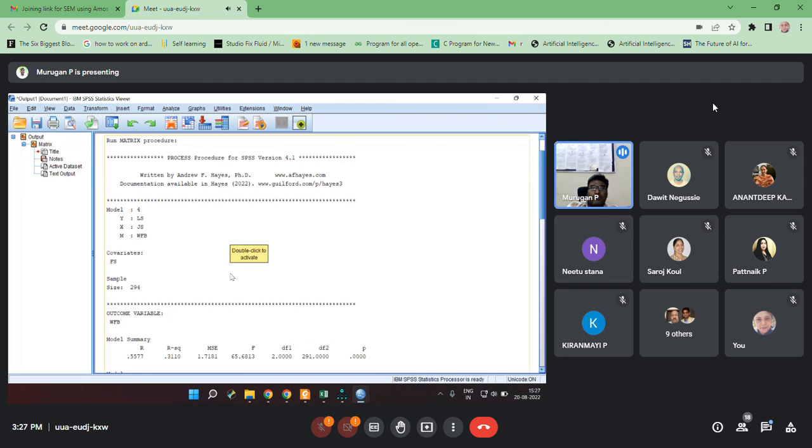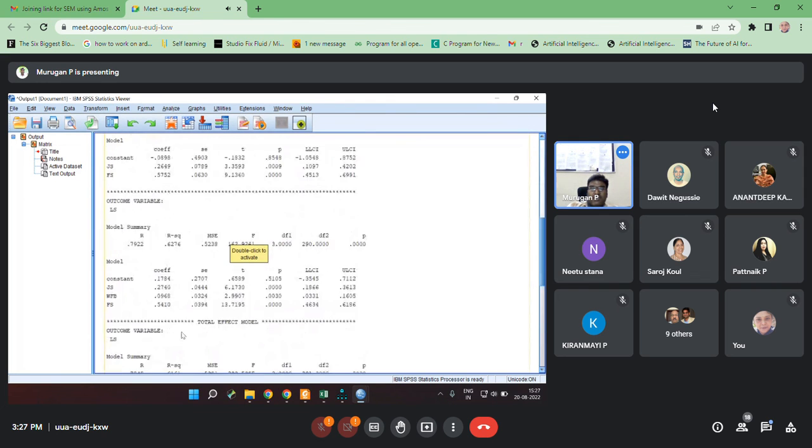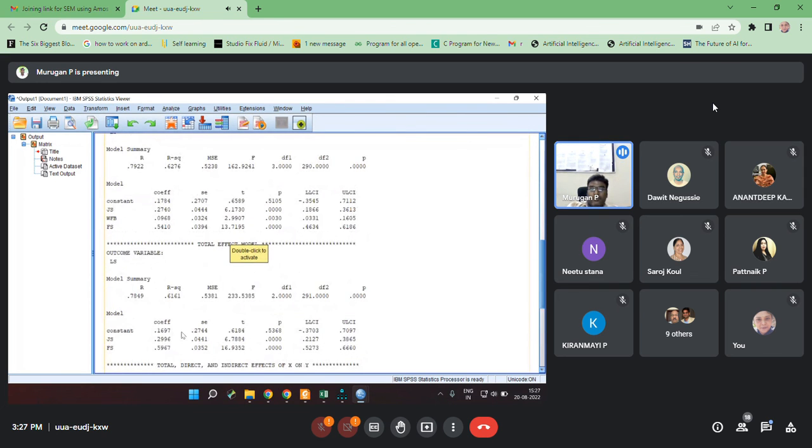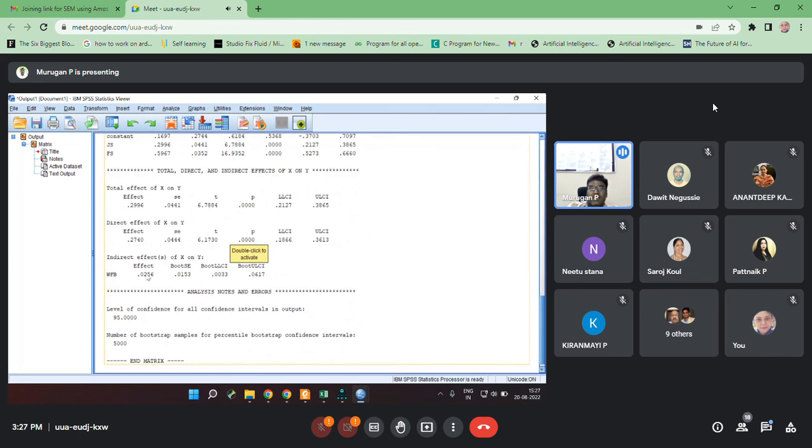If you look at the output, here X is JS. From X to Y, whether our indirect effect is significant or not: it is significant, because the indirect effect is 0.0256, and the direct effect is also significant, which means that we are getting a partial mediation effect with respect to this relationship.